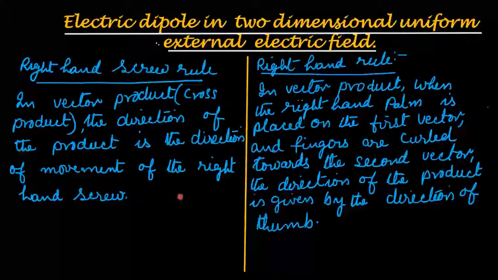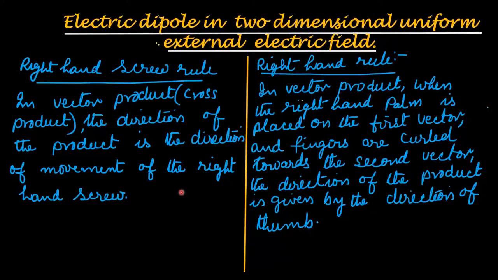We will now see the statements of the two rules. The right hand screw rule and right hand rule that I have given here is just for the sake of understanding the direction of torque experienced by an electric dipole in a uniform electric field. You need not learn this by heart. When we start electricity and magnetism, I will give you the statement which you can learn by heart. And if at all a question comes, you can then give that as answer.